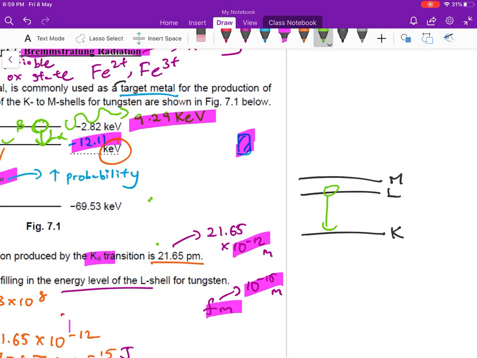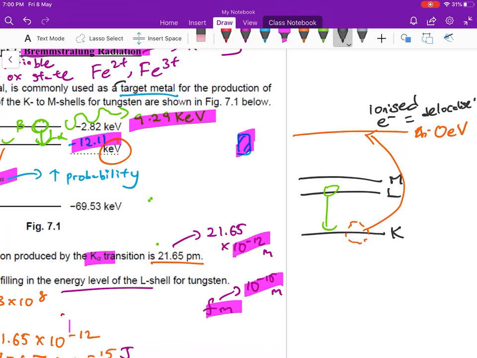So I have K, L and M. Before I can have any transition from L and M to K, first my K must have its own vacancy, okay? I must have a vacancy. So how do I create a vacancy? I have to knock its ground state electron to the highest energy level, which is zero eV. Okay, I have to ionize my electron from my K shell to zero eV. Okay, so zero eV is what we call the ionized electron, or the delocalized electron, a free delocalized electron. Okay, ionized electron equals delocalized electron. So this ionized electron is not bound by an energy level. Okay, a delocalized electron is free to move around, right?